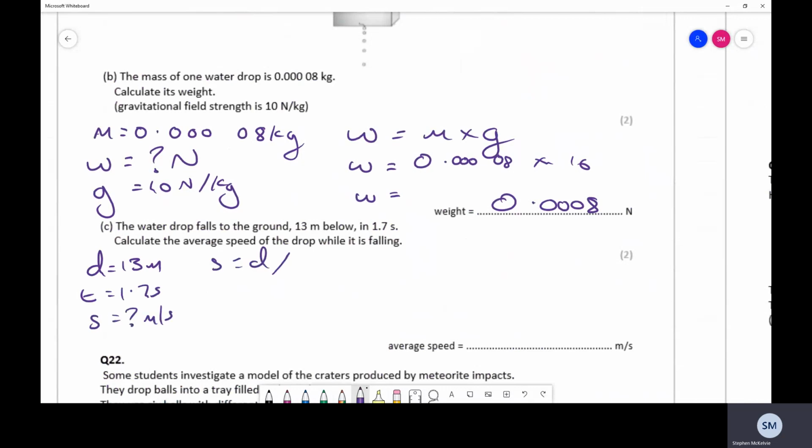Speed is equal to distance divided by time. Speed will equal 13 divided by 1.7. Put it into my calculator. Not 1.8. And it is 7.647.